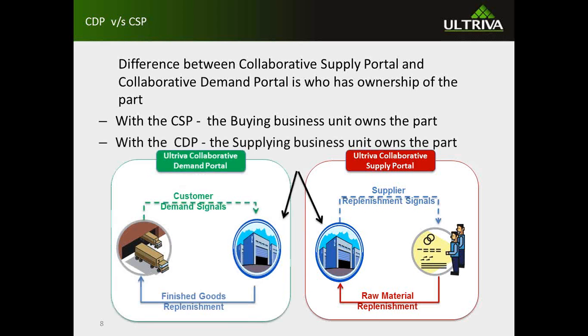With the Collaborative Demand Portal, the supplying business unit is the owner of that part. So the loop is going kind of in the other direction, meaning that you have, say, a finished goods warehouse that is holding a finished good item and it's providing to a customer, whether it's internal or external.